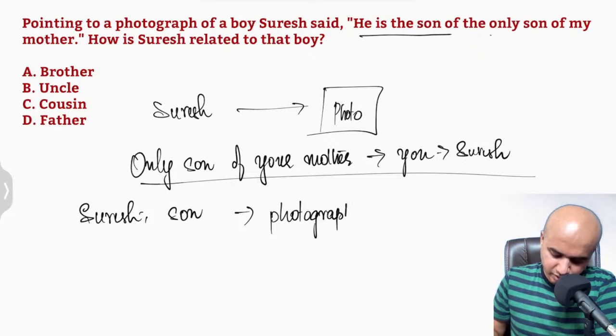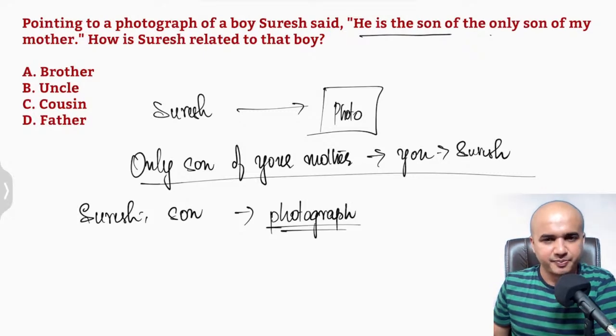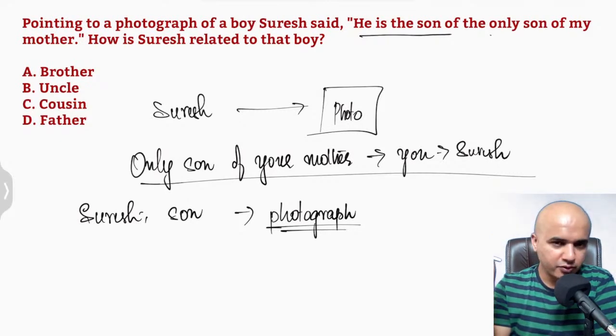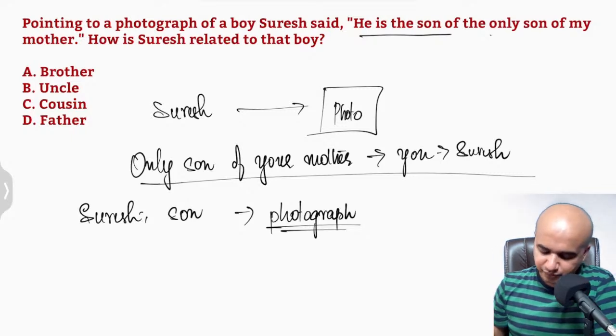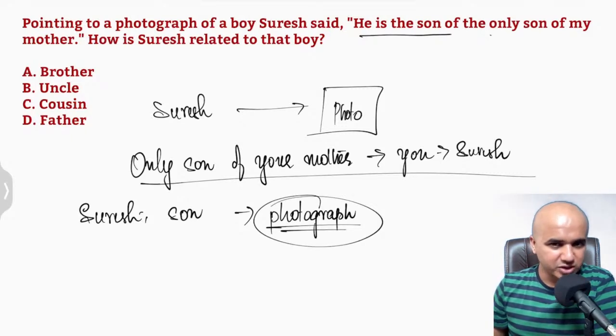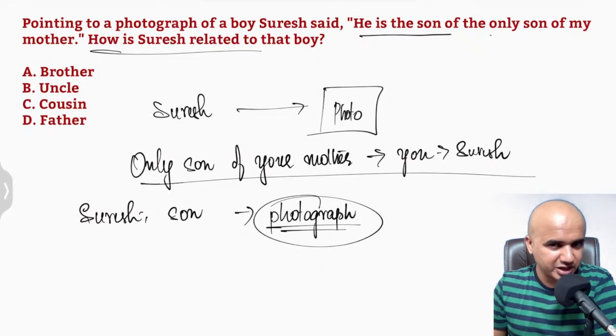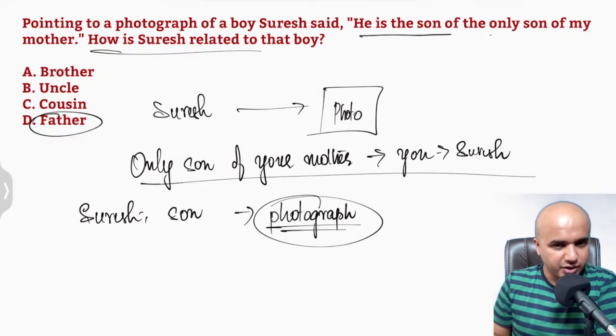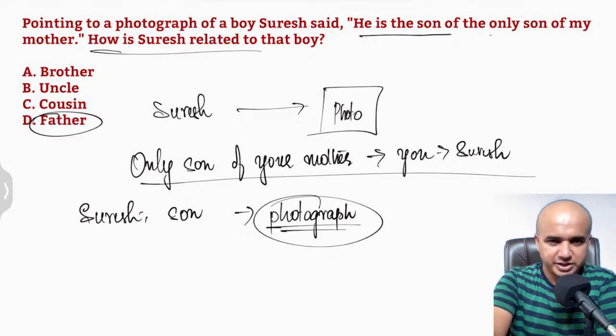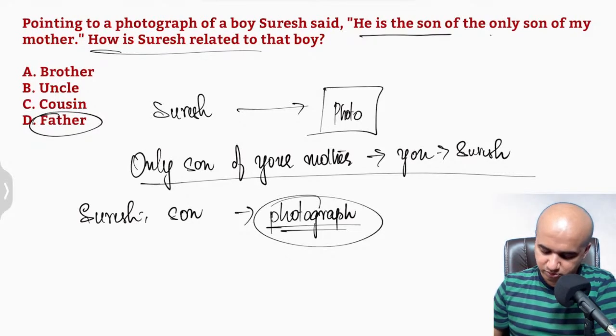That's all. So if I have to rephrase this, Suresh is looking at the photograph of his son and telling us that the person in the photo is the son of the only son of my mother. Only son of my mother is me myself, and that is my son. So if that is Suresh's son, then how is Suresh related to that boy? Suresh is in fact the father of that boy. So easily explained. Let's move on.